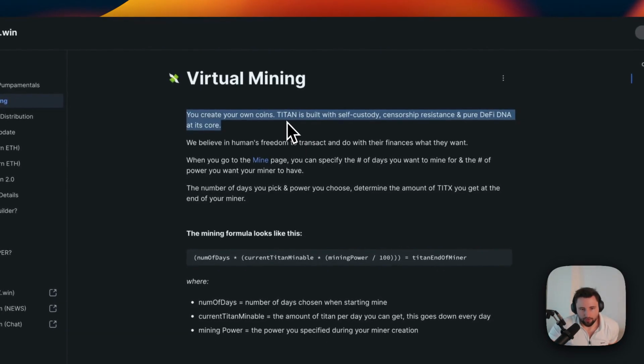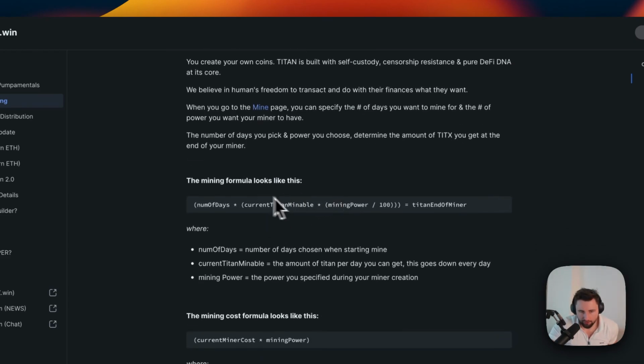You create your own coins. Titan is built with self-custody, censorship resistance, and pure DeFi DNA at its core. We believe in humans' freedom to transact and do with their finance what they want. When you go to the mine page, you can specify the number of days you want to mine for and the amount of power you want your miner to have. The number of days you pick determines the amount of Titan you get at the end of your miner. This is kind of what the mining formula looks like.